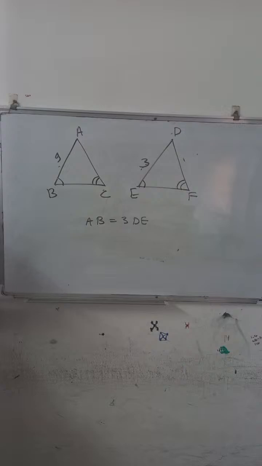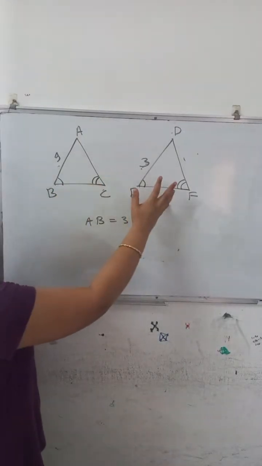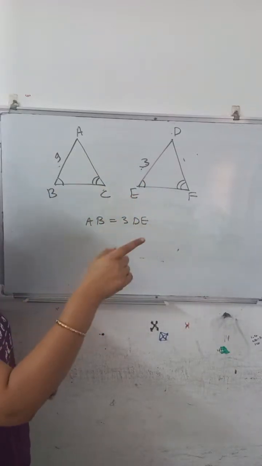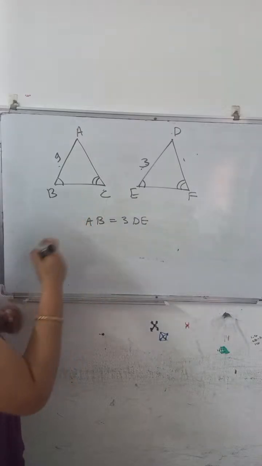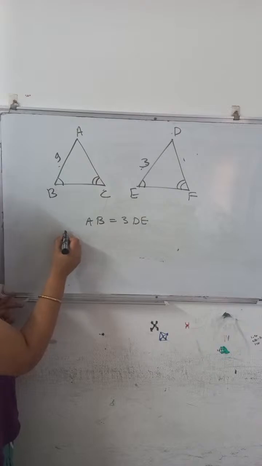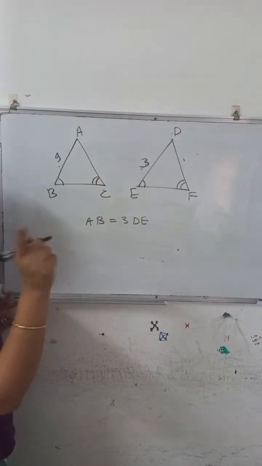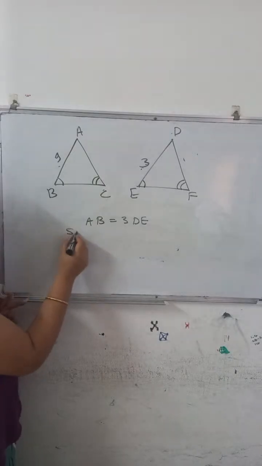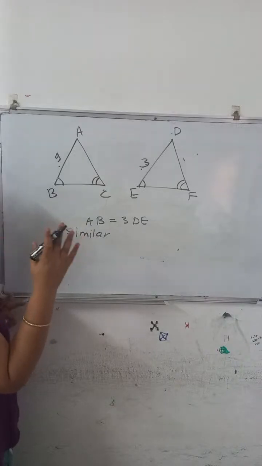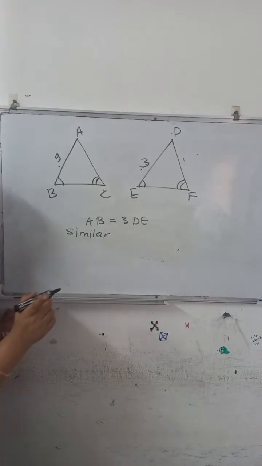But here the thing is that as they are saying these angles are equal, that does not mean they are congruent. Here they are similar only, not congruent. We can say these two triangles may be similar but they are not congruent. Because their angles are same and the side relation is given, they are similar but not congruent.